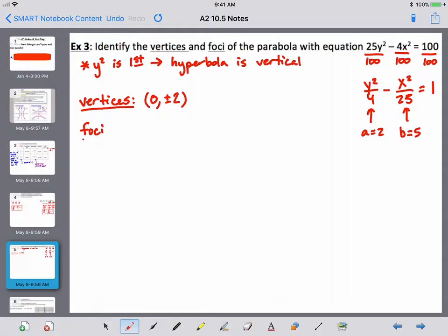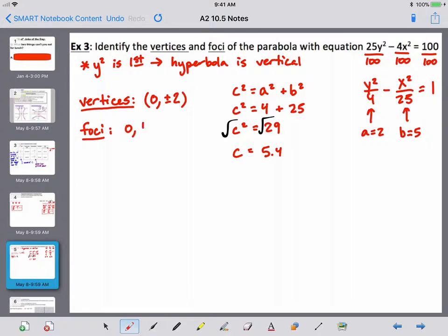Now to find the foci, those are still going to be on the same axis as the vertices, but we have to use this equation. C squared equals a squared plus b squared. And we're trying to find c, so if we plug in 2 squared, that's 4. If we plug in b squared, that's 25. And we end up with c squared equals 29. And if we take the square root, c will be approximately 5.4. So our foci are at 0, positive or negative 5.4.